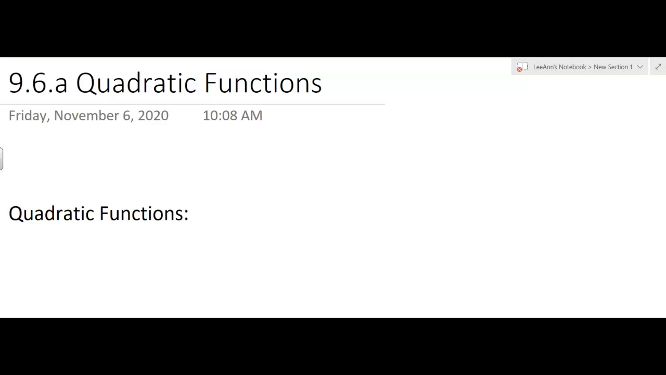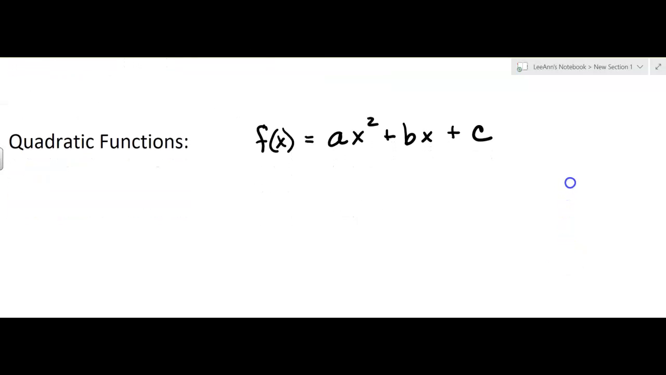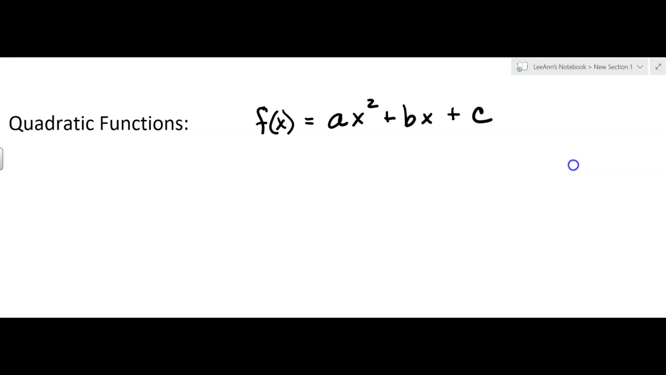So now we're going to look at quadratic functions. When we have a function that can be written in this form, f of x equals ax squared plus bx plus c, that's considered a quadratic function. So that's the form that we can write these in. There's also a standard form, but we're not going to talk about that right now. We're just going to talk about this form. That represents a quadratic function.